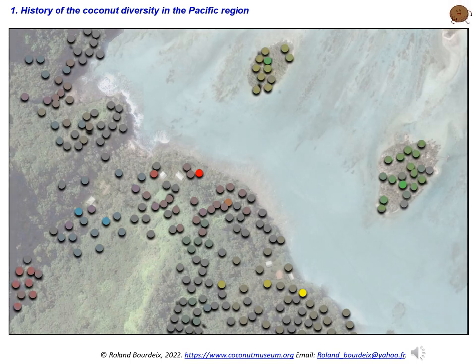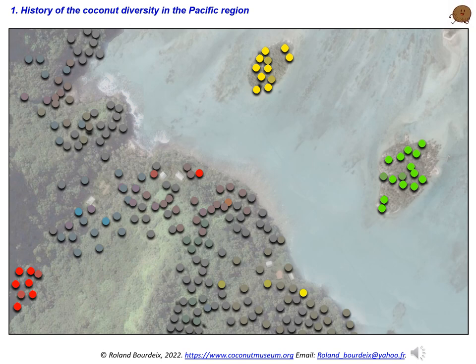On this last image, we see the situation we wish to reach. Certain locations such as small islands or isolated valleys could be used both to maintain diversity and to produce seed nuts of traditional and hybrid varieties.